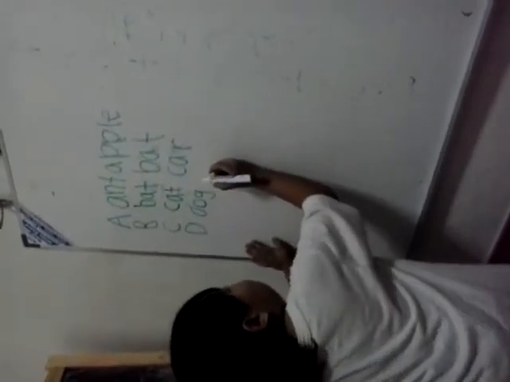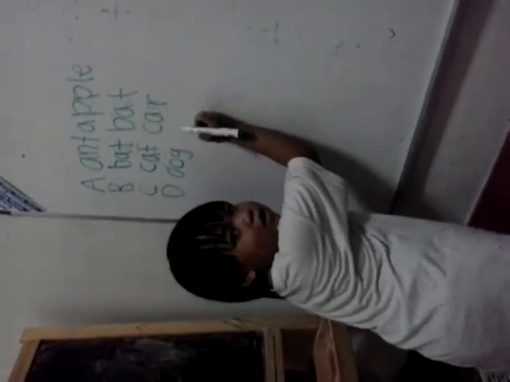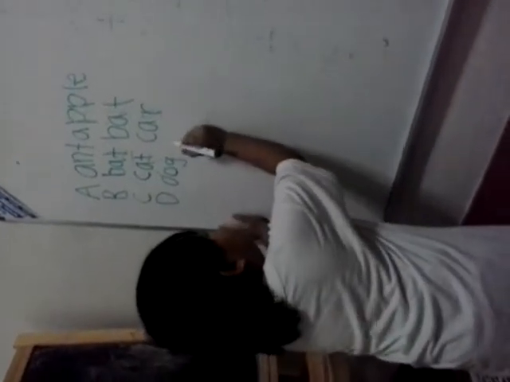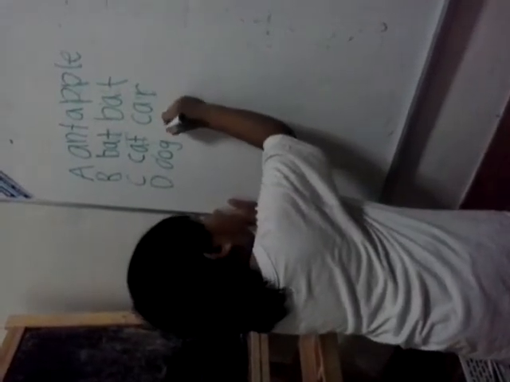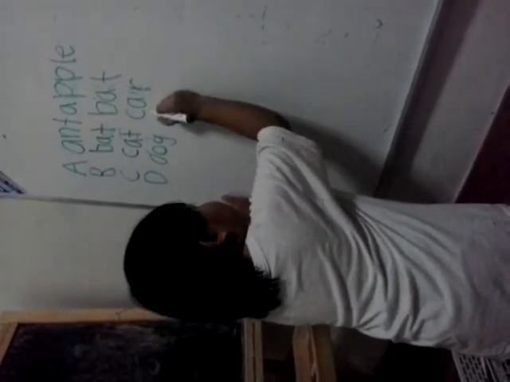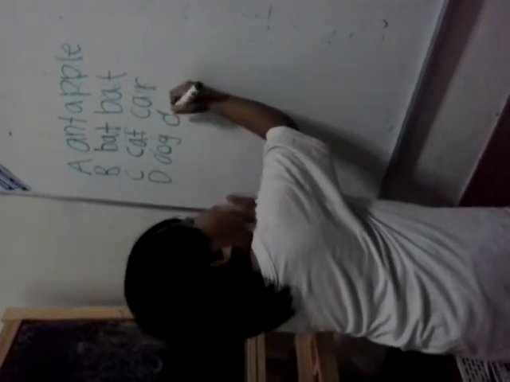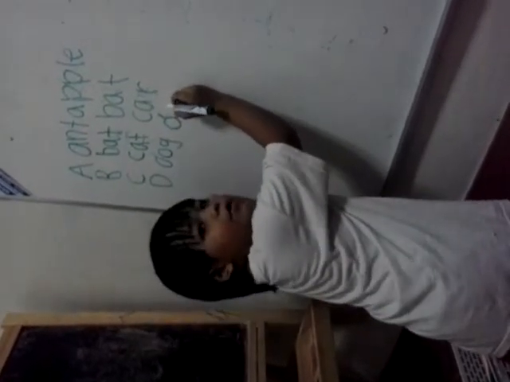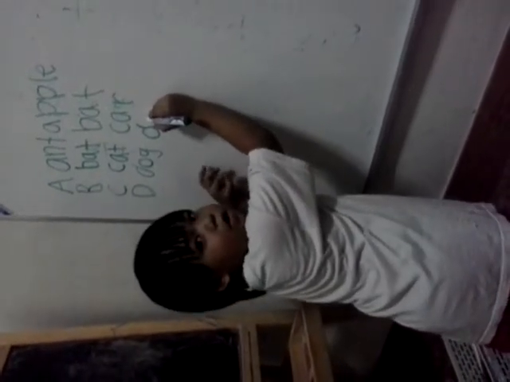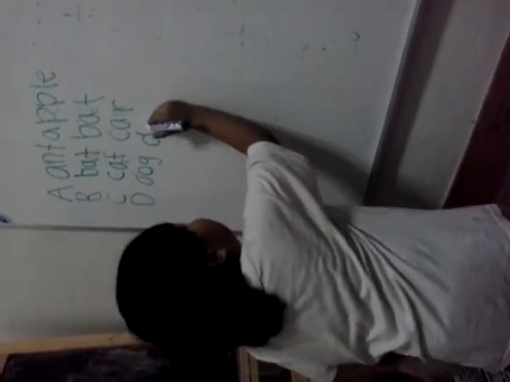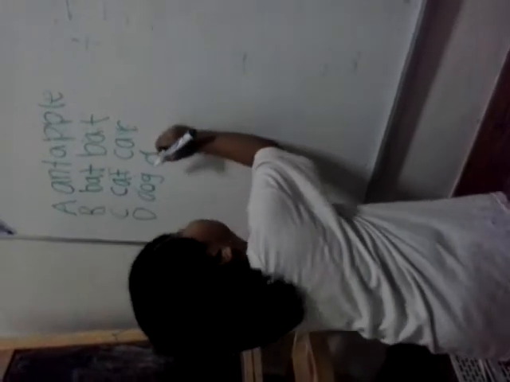Okay. Next letter. What do I get with it? Donut. Okay, donut. D. Oh no, it's not. D, O, U, T. D, U, O, T. No. D, O, U, T. D, O.